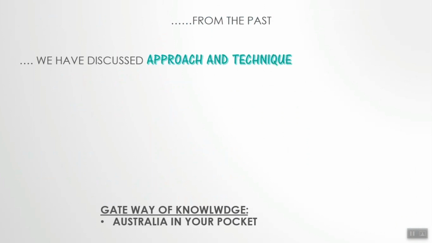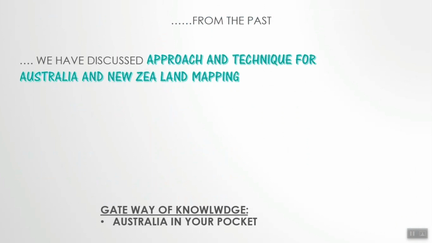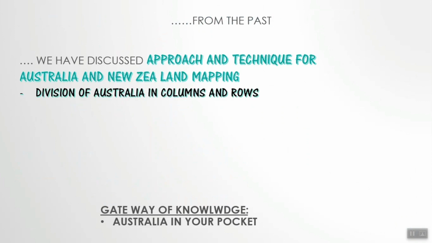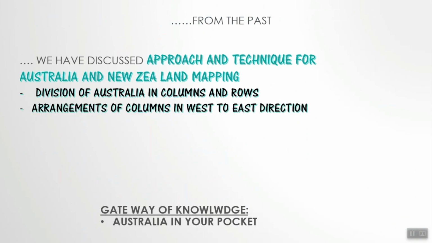Earlier, we have discussed the technique and approach for mapping of Australia and New Zealand, in which we have seen division of Australia in columns and rows, arrangement of columns in west to east direction, and arrangement of rows in north to south direction.